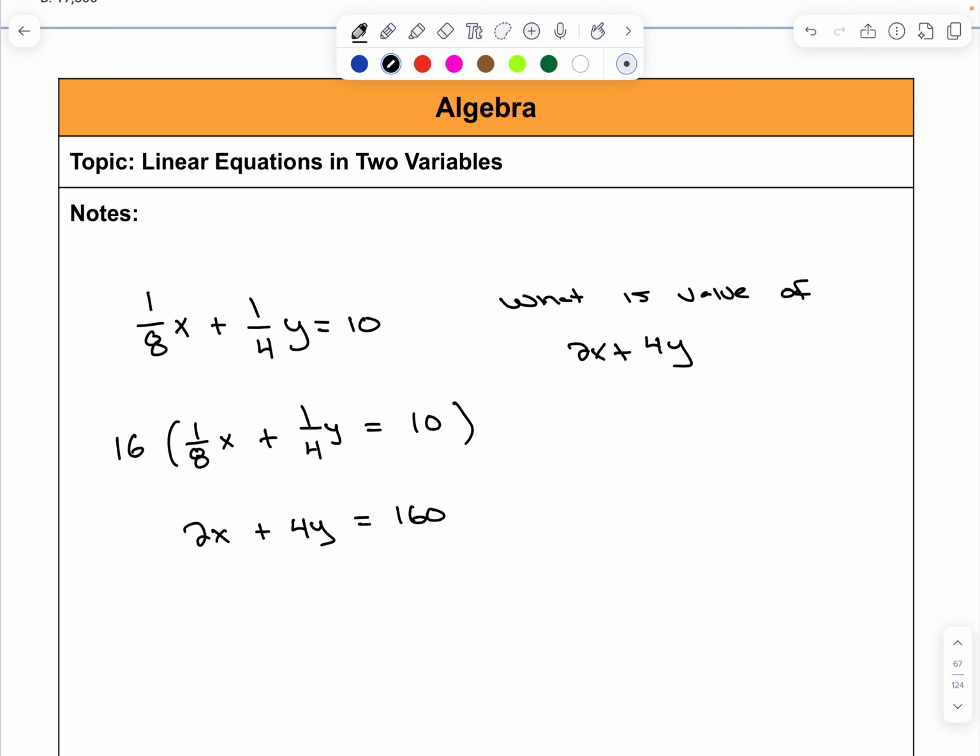That's 160. So if you get something like this that looks a little bit weird and they don't ask you to solve for x and y, you say, well, this is my first equation, and I'm trying to get to this expression here. Is there a single number that multiplies or divides these things to get to this? And if that's true, that's what we do.